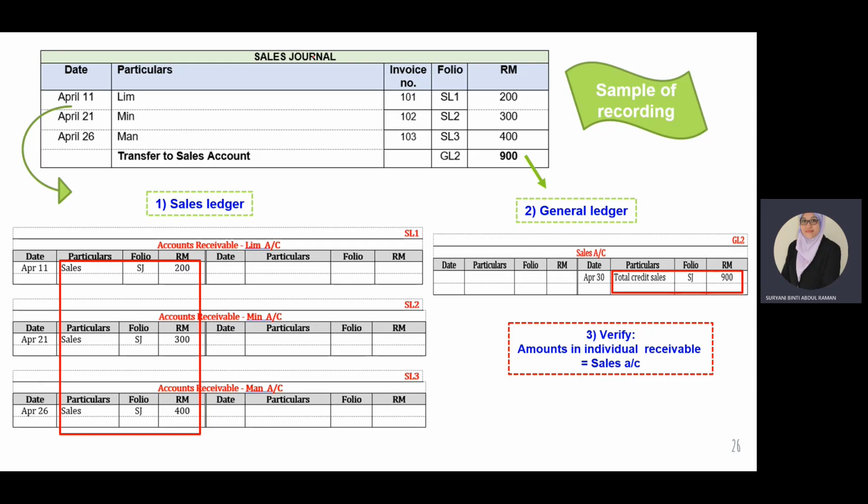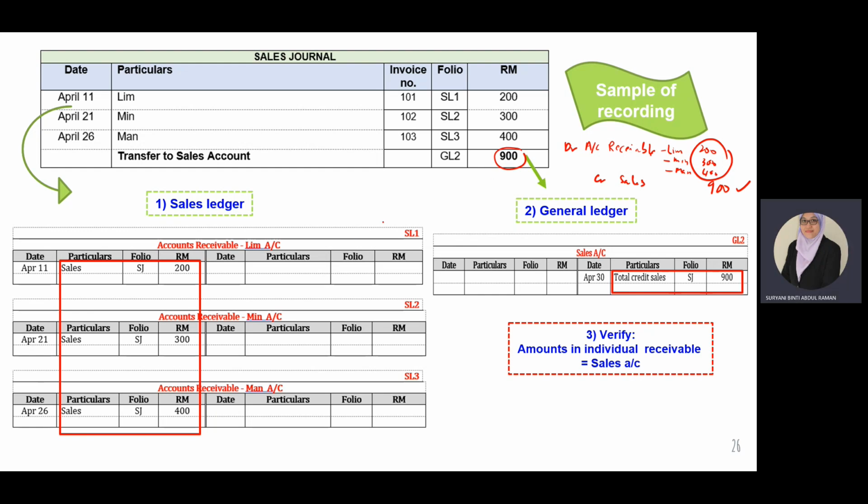So, how to post from journal to ledger? Identify the journal entry. Okay, remember this is what we learned in chapter 4. Sales made by credit, so we will debit the accounts receivable and credit the sales account. So how much of the sales? 900. And this sales is made to whom? Lim, Min, and Man. 200, 300, 400. So at the end, this one should tie back to the total sales.